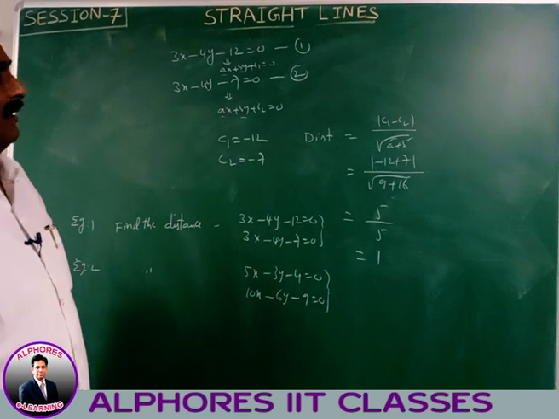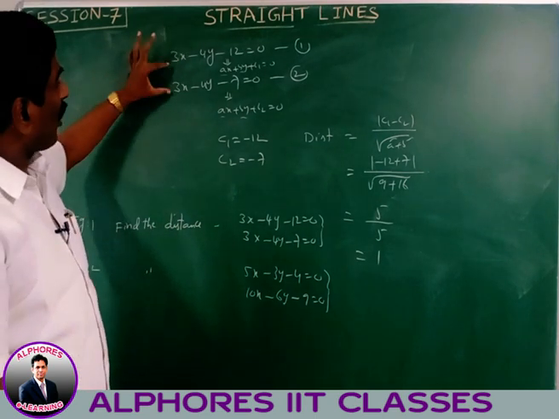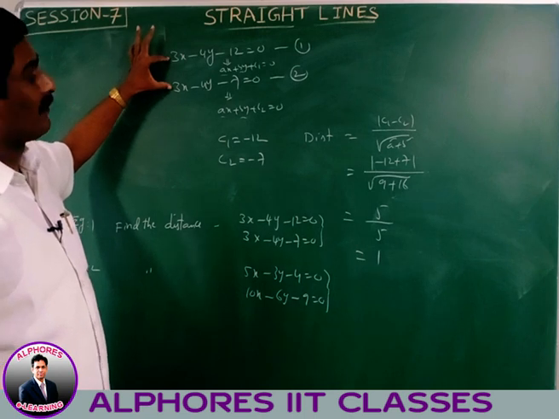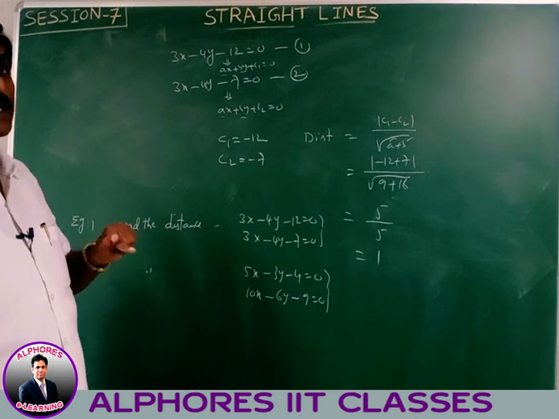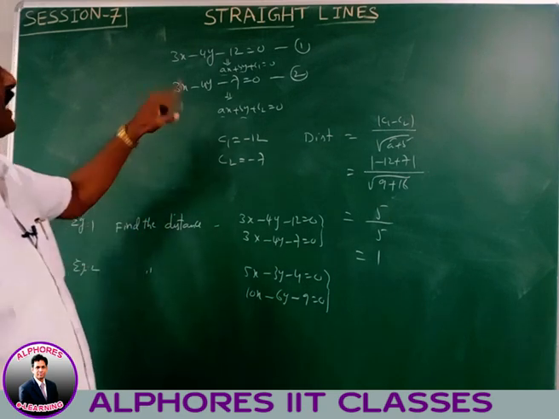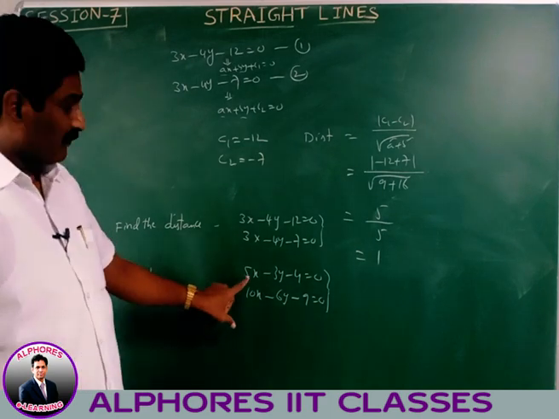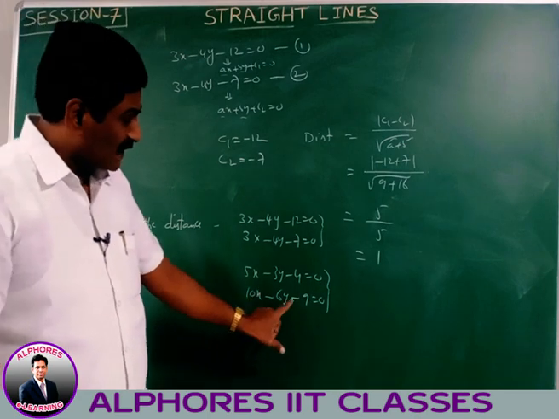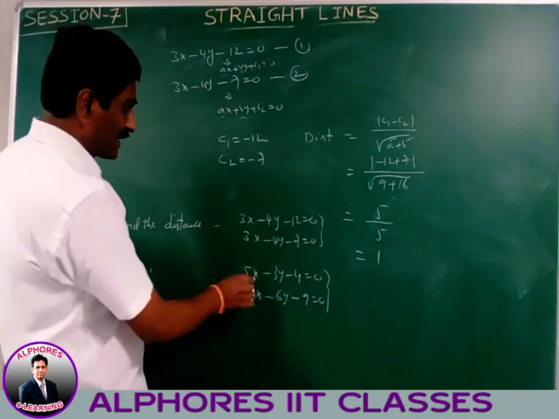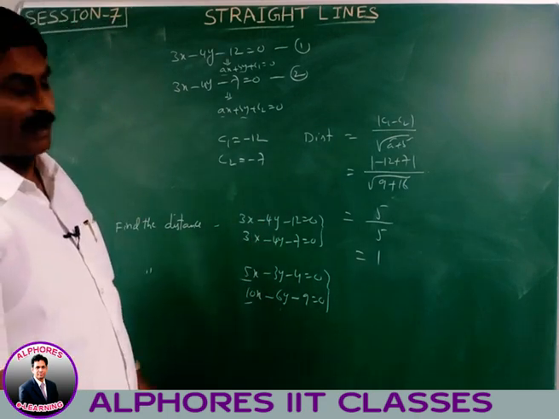Okay? Suppose the x and y coefficients are not equal. In this case we reduce the equations such that the x and y coefficients are equal. For example, the equations are in this way. 5x minus 3y minus 4 is equal to 0, it is the first equation. 10x minus 6y minus 9 is equal to 0. Please observe these values. Here x coefficients are not equal, y coefficients are not equal. But these two are parallel.